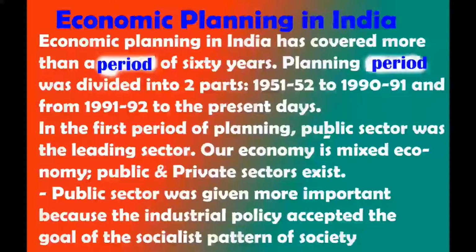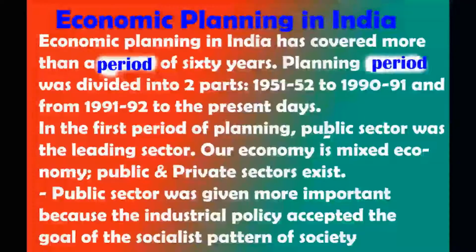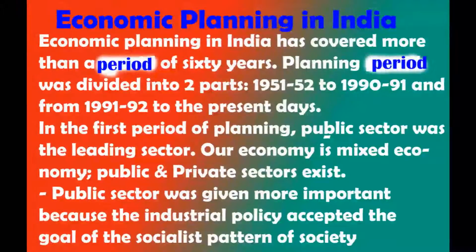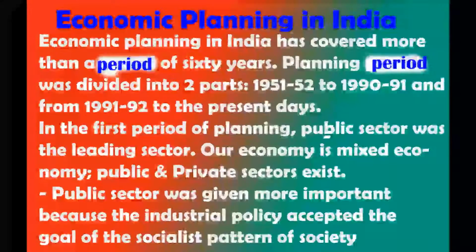Economic planning of India. Economic planning in India has covered a period of more than 60 years. The planning period was divided into 2 parts: 1950-52 to 1990-91, and from 1991-92 to the present day. In the first period of planning, the public sector was the leading sector. Our economy is a mixed economy. Public and private sectors exist. The public sector was given more importance because the industrial policy accepted the goal of the socialist pattern of society.